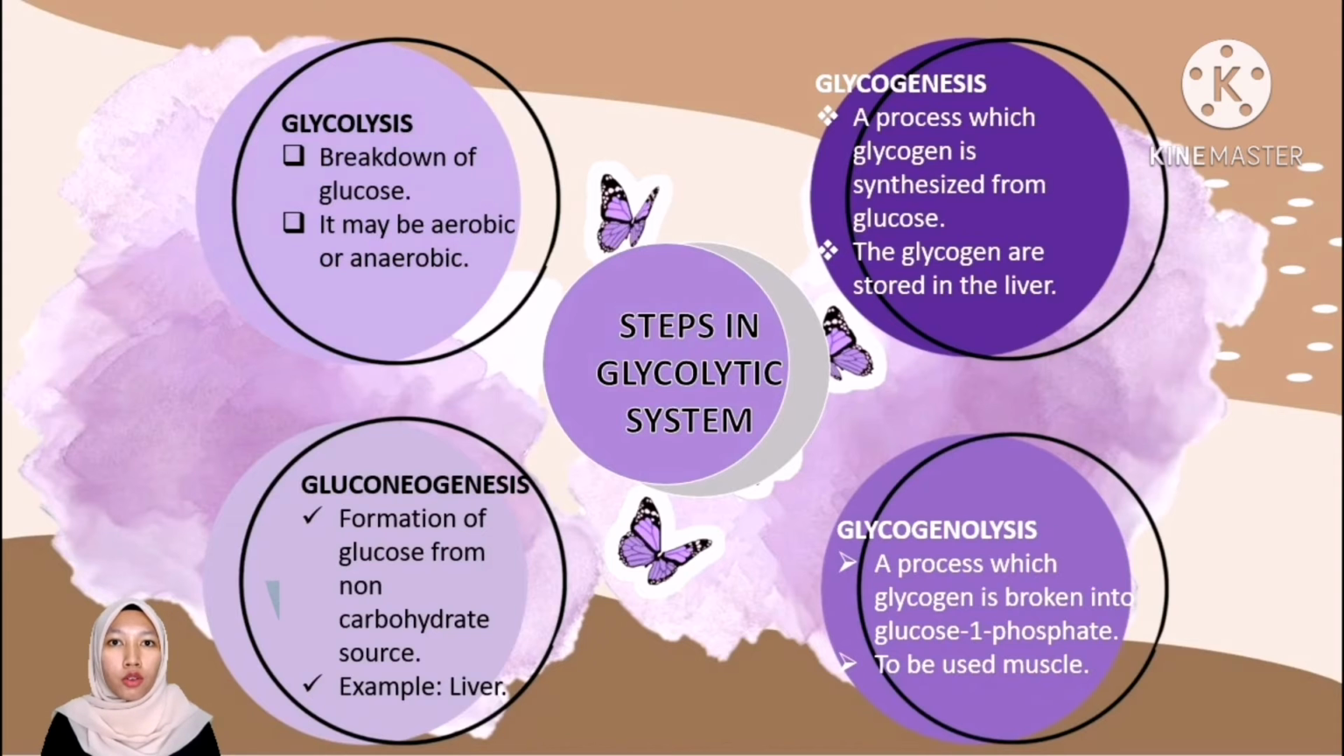After that, we have gluconeogenesis. It is a formation of glucose that comes from non-carbohydrate sources, for example, the liver. And the last one is glycogenolysis, a process in which glycogen is broken down into glucose 1-phosphate to be used by the muscle. So that's all from me.